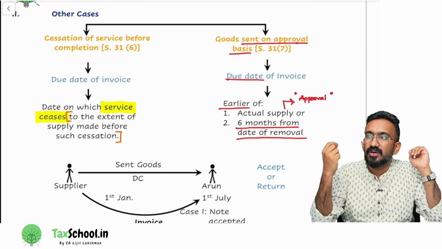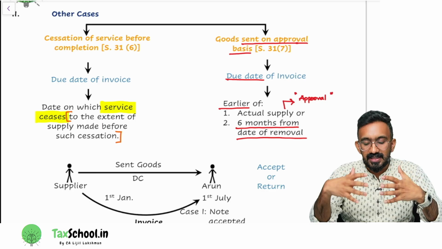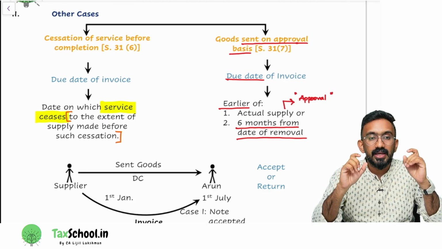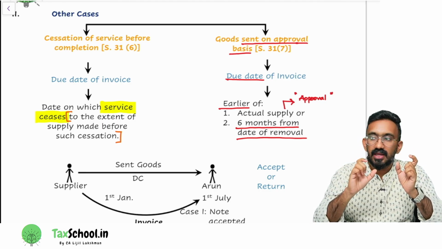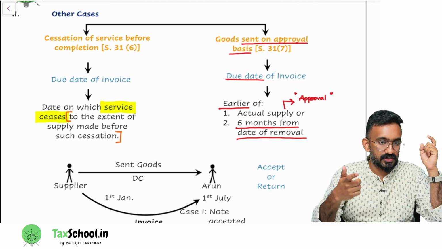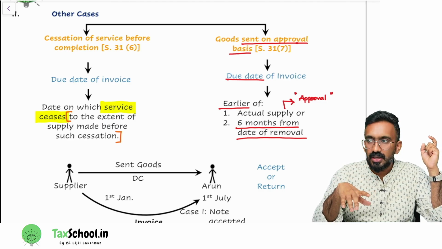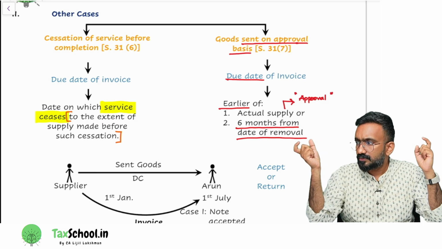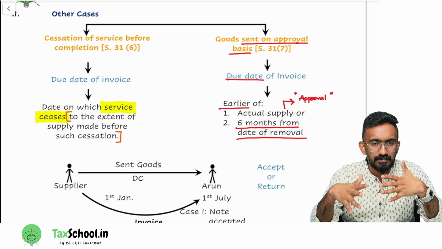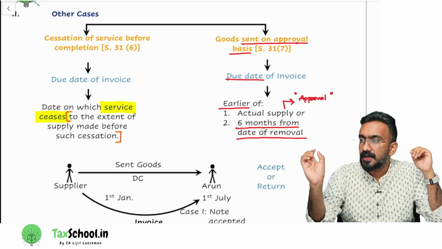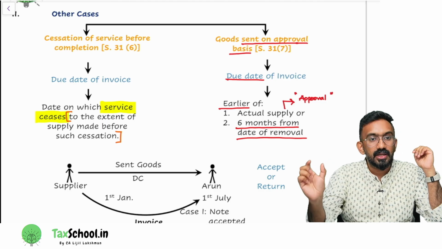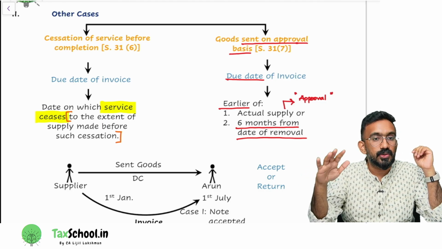Look at goods sent on approval basis. The transaction called goods sent on approval basis: I will send the goods to the customer by a document called delivery challan. In GST, the delivery challan is issued when there is a transfer of goods and it is not a supply. I will send the goods, then give them some time to approve the goods. But in GST, if the goods are not approved within 6 months from the date of removal, you're supposed to issue an invoice.